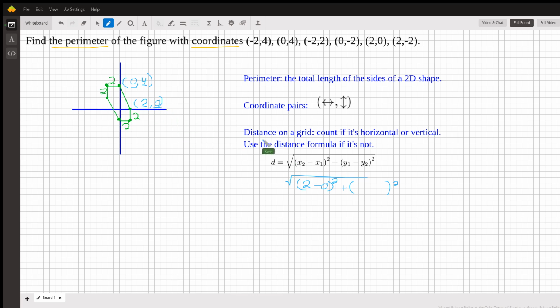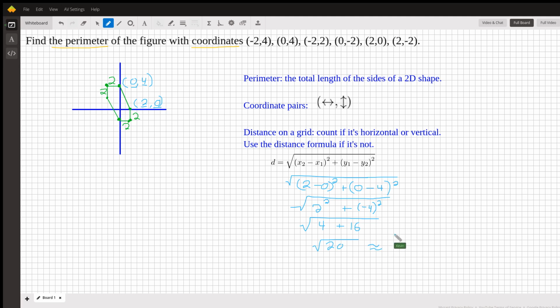So we've got a 4 and a 0. So find their difference and square it. All right, the difference of 2 and 0 is 2, which I'll need to square. The difference of 0 and 4 is -4, which I'll need to square and take the square root of it. 2 squared is 4, and -4 squared is positive 16, because negative times negative is positive. 4 plus 16 is 20, so I've got the square root of 20.